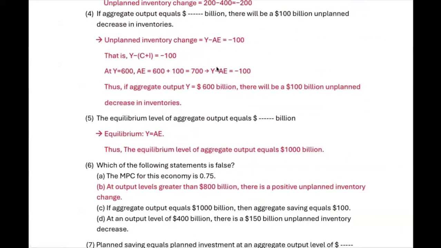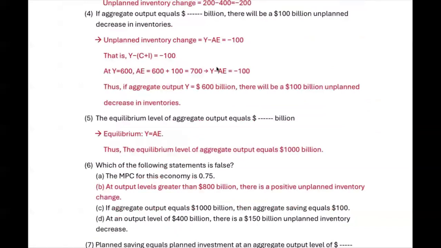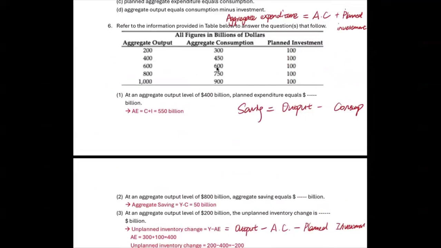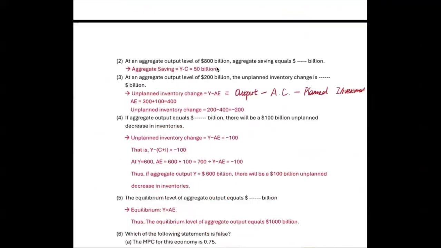And question 5, also about the definition of the equilibrium, right? When aggregate output equals aggregate expenditure, then we call it the aggregate equilibrium. So in this figure, it only happens when the aggregate output equals 1,000, right? Then the aggregate consumption plus the planned investment would be equal to aggregate output. Okay.